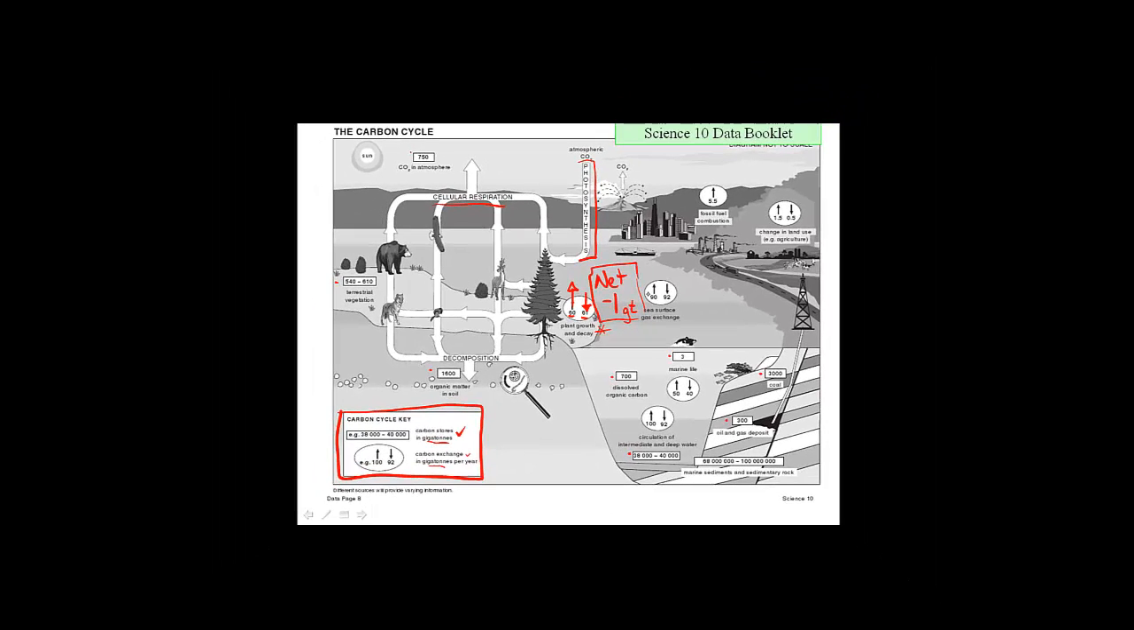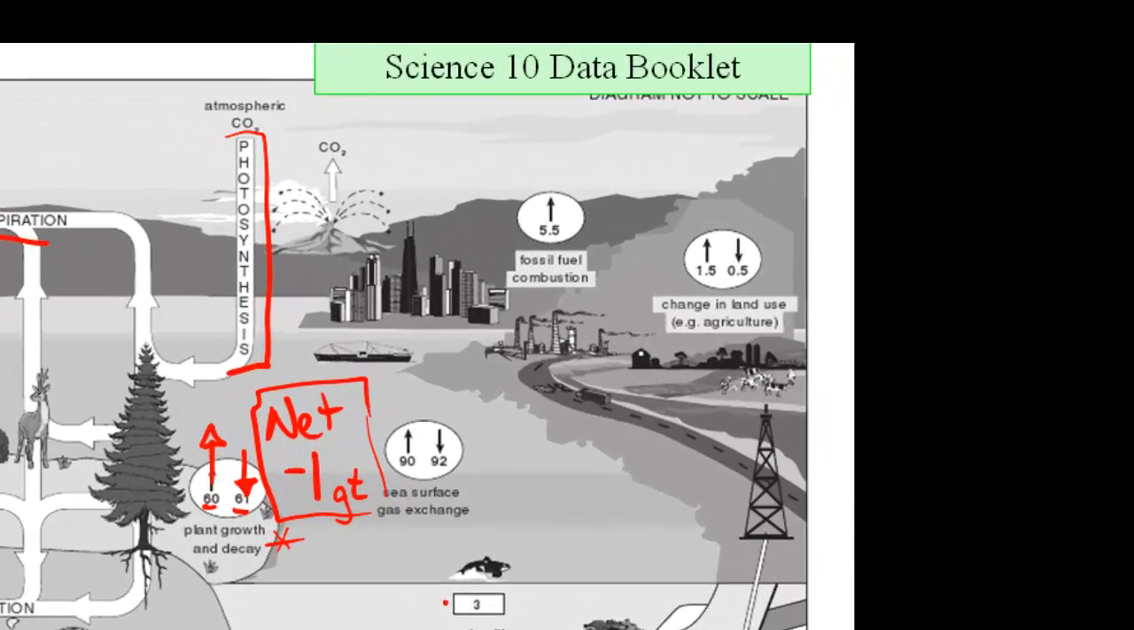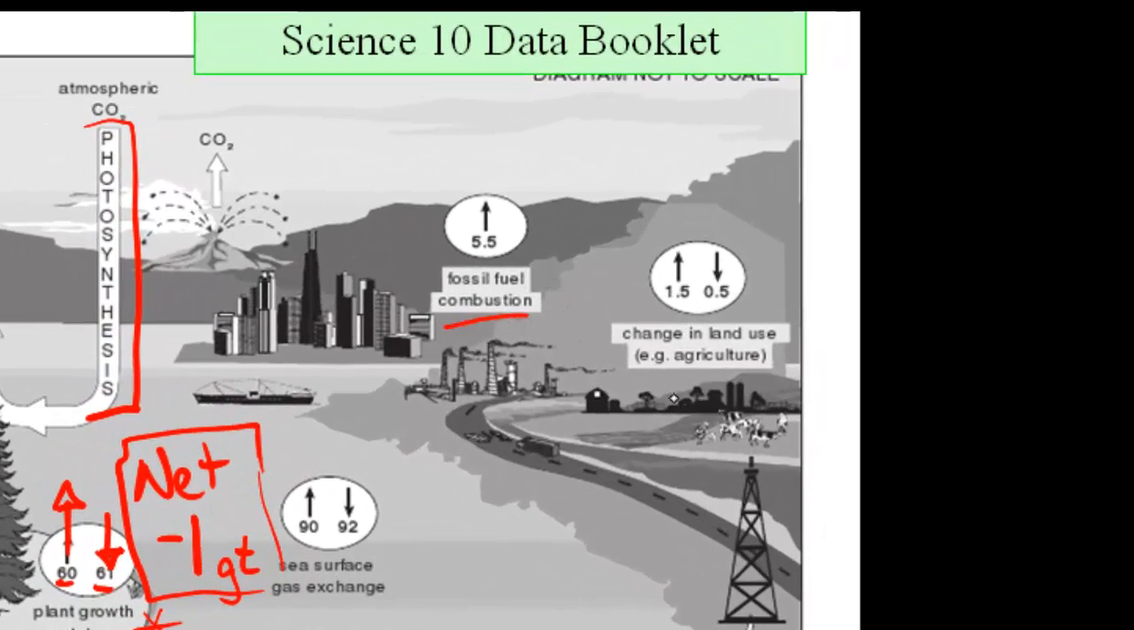Human activities have an effect on the carbon cycle, and we have found evidence to support the theory of anthropogenic or human-influenced climate change. There are two main human-influenced processes that contribute to carbon in the atmosphere: the burning of fossil fuels and land use changes.